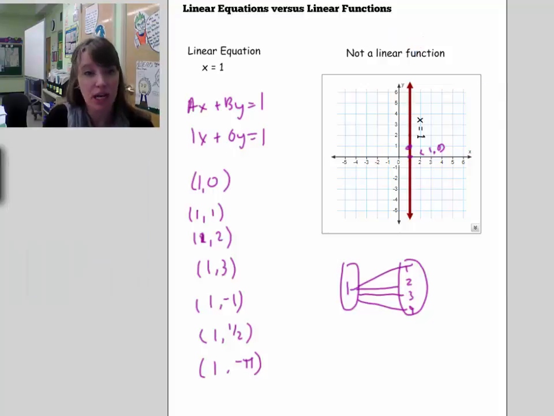Okay, so that's the end of the lesson for today. We just learned how to graph linear functions with solution tables, and we learned about linear functions that result in vertical and horizontal lines.